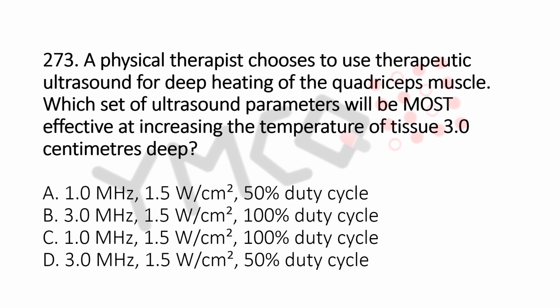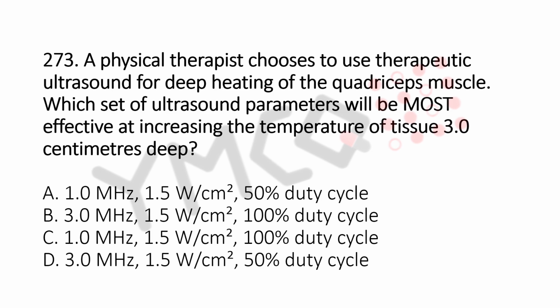Option A, 1.0 MHz, 1.5 watts per square centimeter, 50% duty cycle. Option B, 3.0 MHz, 1.5 watts per square centimeter, 100% duty cycle. Option C, 1.0 MHz, 1.5 watts per square centimeter, 100% duty cycle. Option D, 3.0 MHz, 1.5 watts per square centimeter, 50% duty cycle.